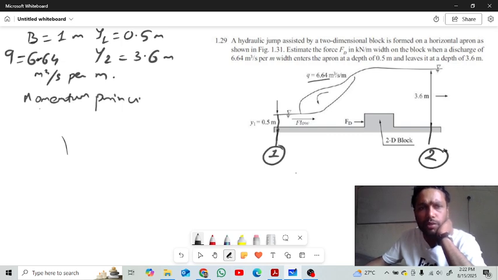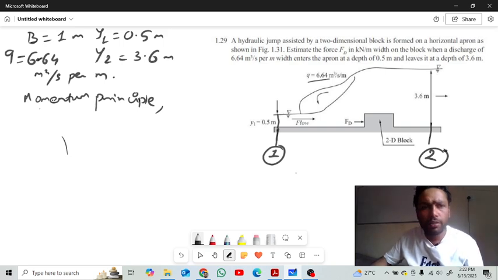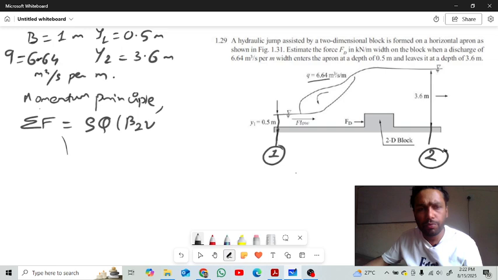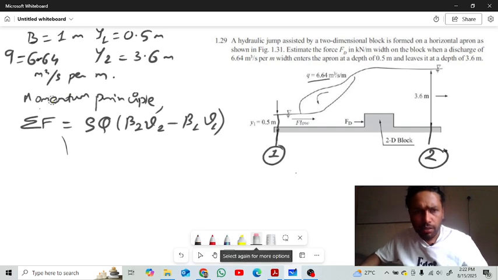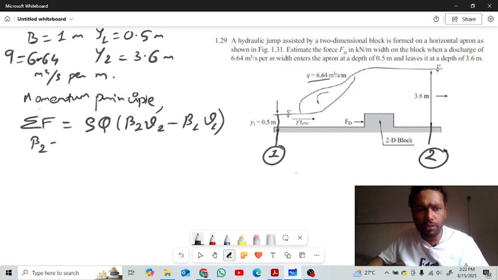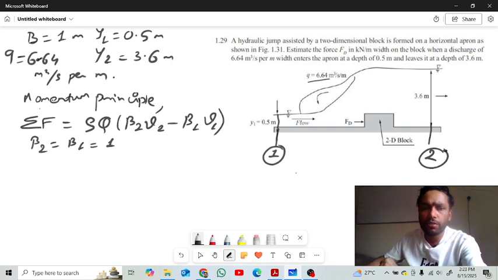The momentum principle between the upstream and downstream of the concrete block states that the net force exerted on the control volume is equal to the rate of change of momentum, beta 2 V2 minus beta 1 V1. Now I have taken this formula from the momentum principle from fluid mechanics. Here beta 2 and beta 1 are the momentum correction factors, and we take beta 2 equal to beta 1 equal to 1. We always take the momentum correction factor as 1 if it is not given.